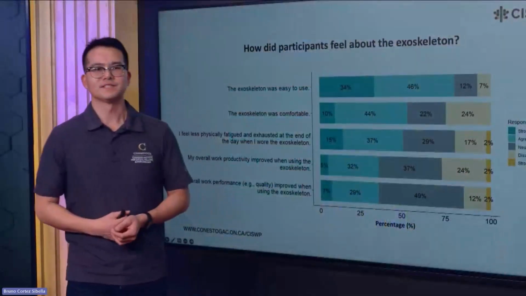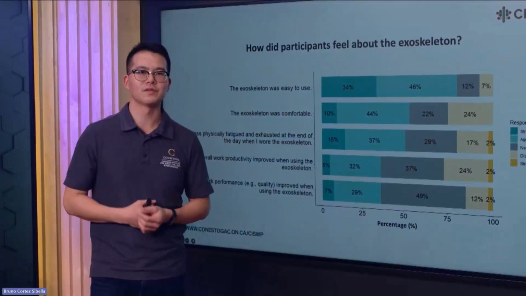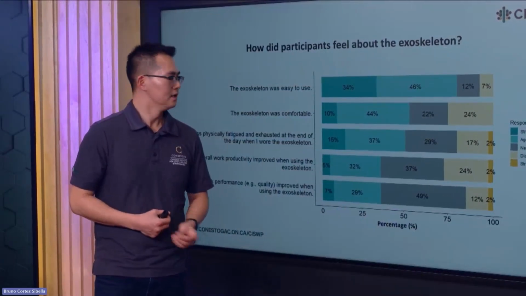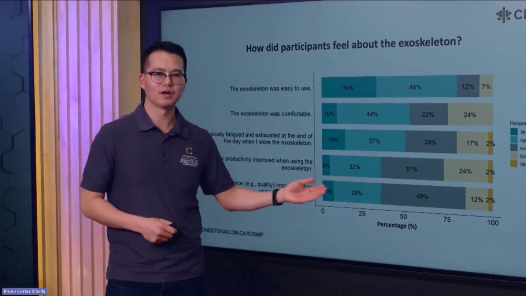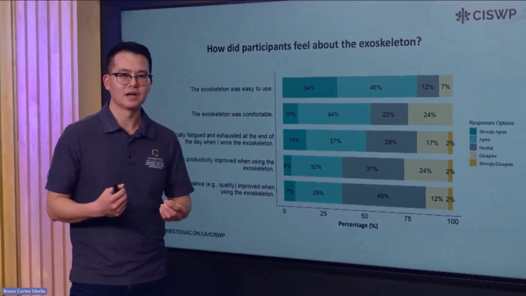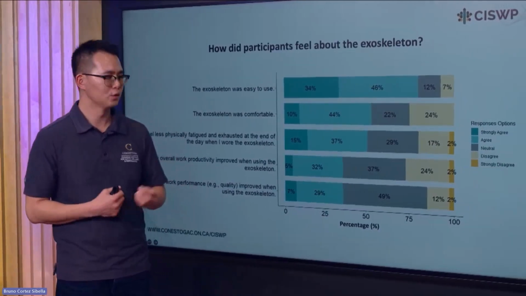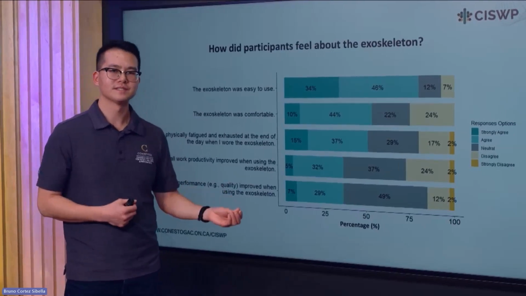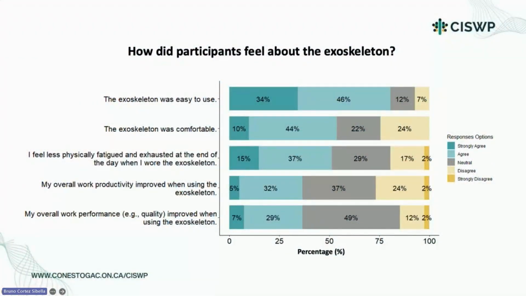We also asked participants whether they agreed or disagreed with 5 statements about the exo. So the bars here represent the proportion of responses for each of the agree or disagree categories. Blue represents agree, yellow represents disagree, and the gray is neutral. Most of our participants found the exo easy to use, and there were only 3 participants that disagreed with that. Over half of the participants agreed that the exo was comfortable, while less than 1/4 disagreed.